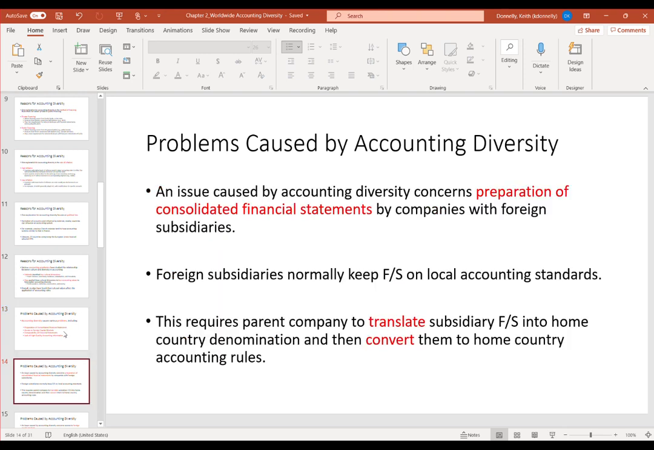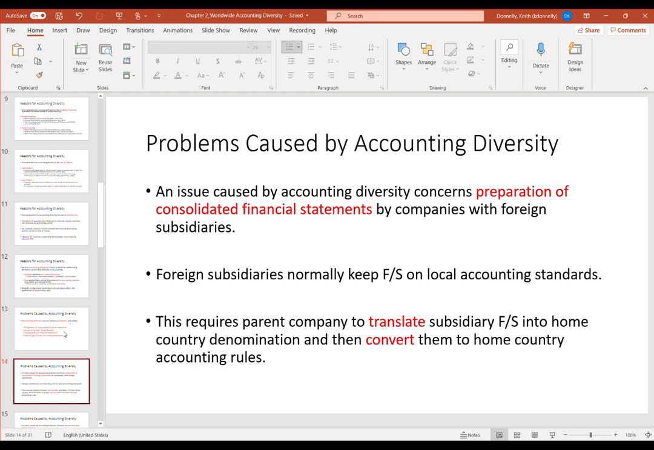So first one here is preparation of consolidated financial statements. So imagine you have a US-based company who has a foreign subsidiary, and you would have to consolidate those two financial statements into a single financial statement. How do you go about doing that? Because maybe the foreign sub has a different accounting system, a different dollar amount. Basically, the long and the short of it, we'll look at this more. We'll have a whole chapter or so dedicated to it.